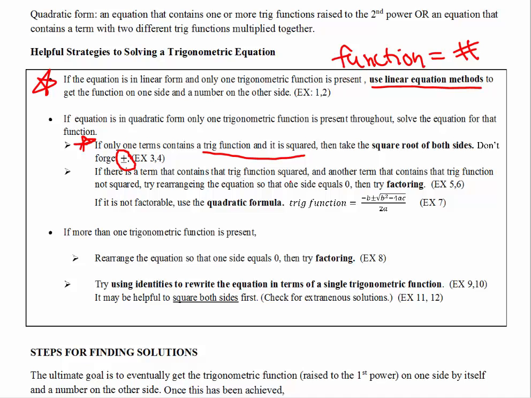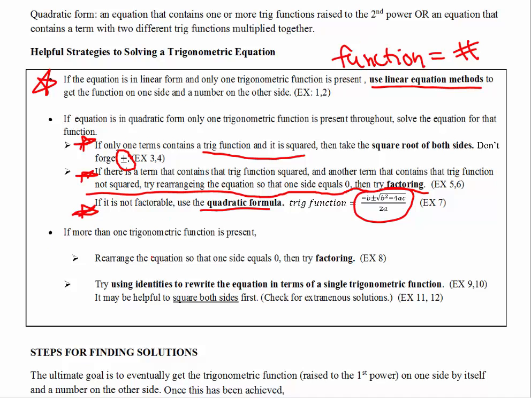If we have a trig function squared and there's another term that contains a trig function that is not squared, then we can try to rearrange the equation just like we would have done in algebra, get everything on one side, 0 on the other, and then try to factor. And then just like in algebra, once again, if you cannot factor something that's in quadratic form, then we have our quadratic formula. So if we were using the quadratic formula, we would get the trig function on one side equals, and then that old familiar quadratic formula on the other side.